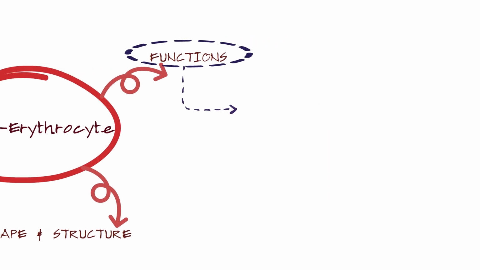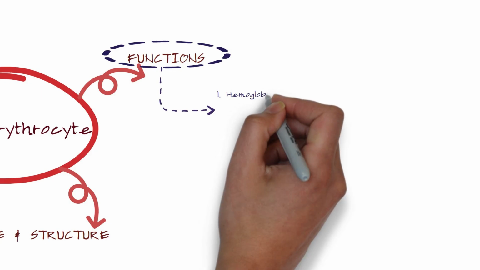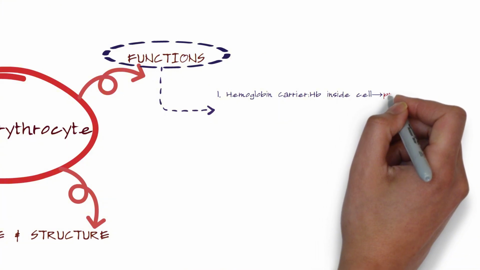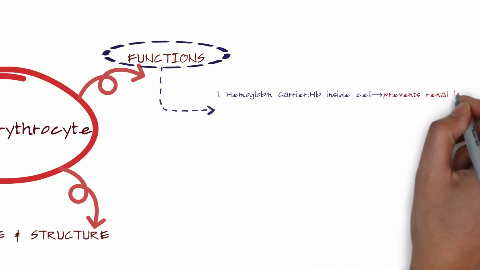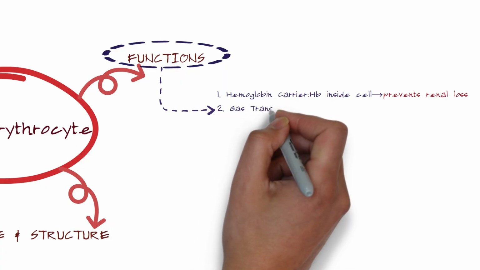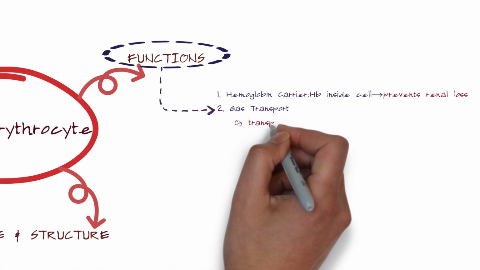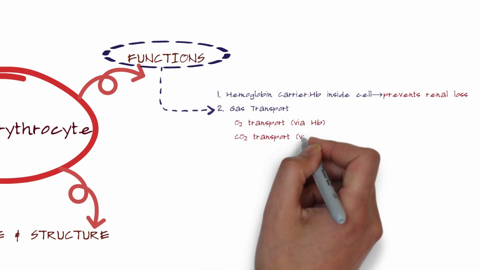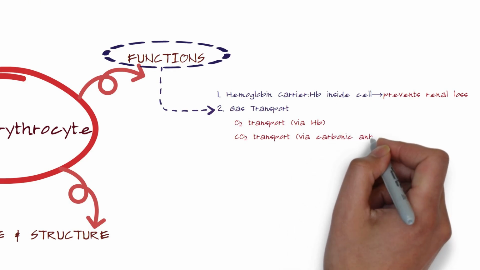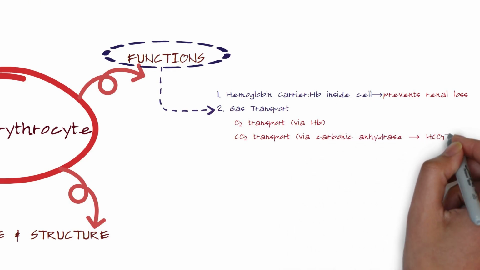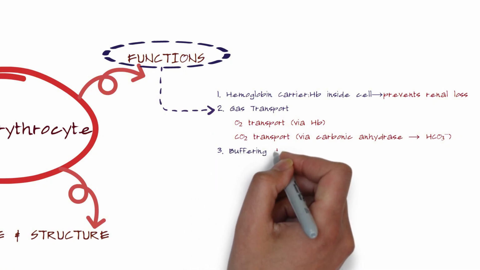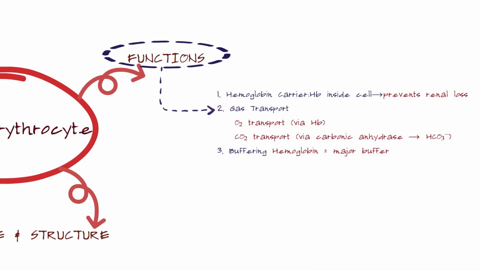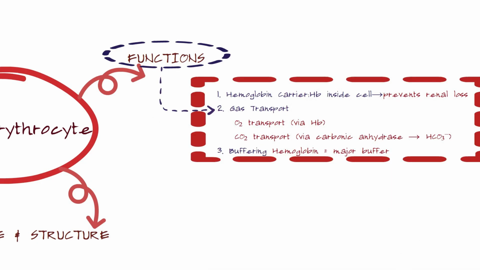The hemoglobin carrier: the RBCs act as a container for the hemoglobin, preventing the hemoglobin from being excreted through the kidney. They are also responsible for gas transport. The RBC is essential for transporting the main respiratory gases, with oxygen carried by hemoglobin. As for carbon dioxide, there is the carbonic anhydrase enzyme which converts carbon dioxide into bicarbonate. Then the buffering: hemoglobin also functions as an important buffer system that maintains the blood pH within the normal range.